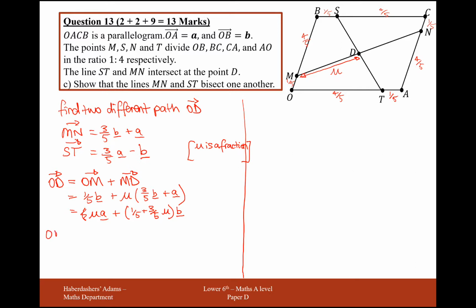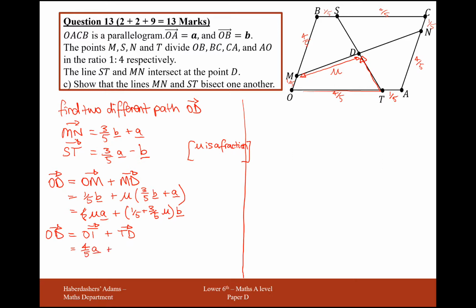Okay, so a different way of getting from O to D is to go from O to, we've got a vector from S to T. I think it'd be better to go from O to T and then up to D here. So we're going to go from O to T, and then we're going to add on the vector from T to D. And that's how we're going to get from O to D. So the first way we get from O to T is going 4/5 of the way along a.